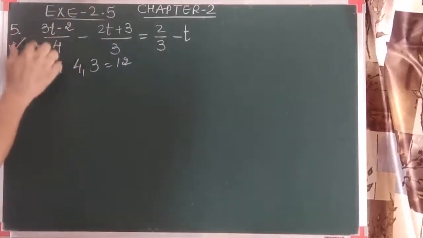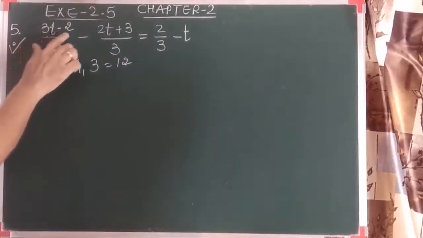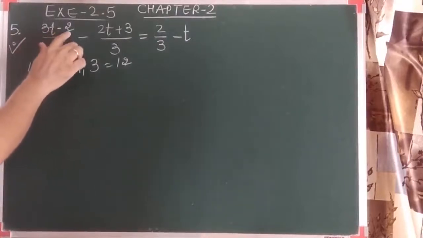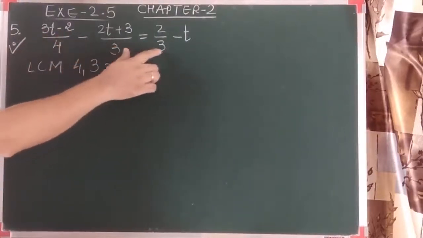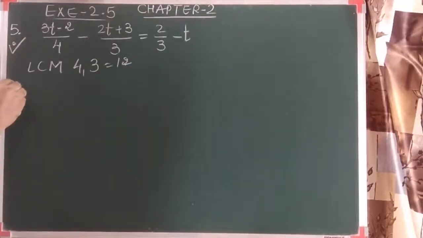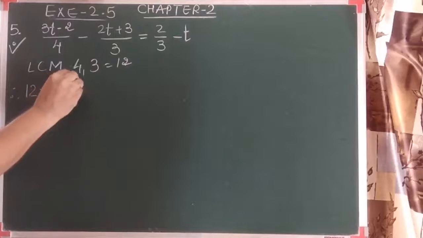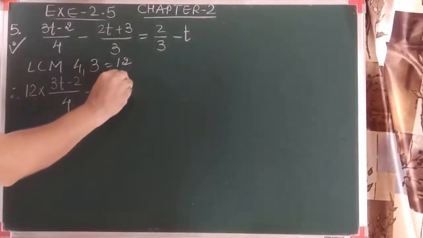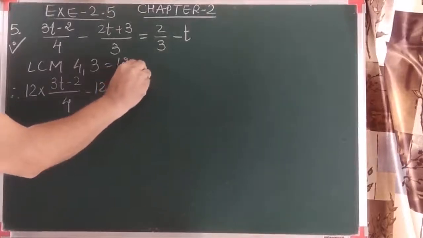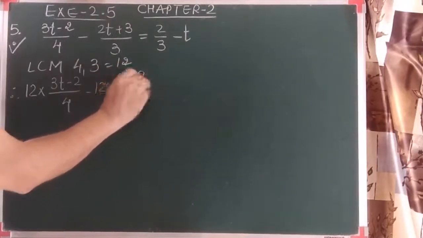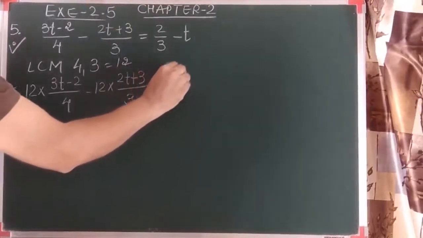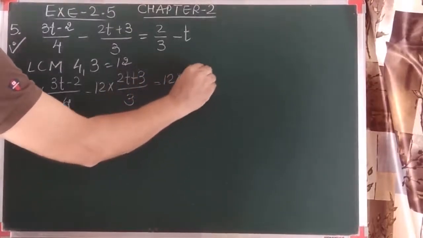Remember, this would be considered a single term because 4 is the denominator under both of these terms. The same way for 3, these two are individual terms. So let us multiply the LCM to all the terms, as we used to do. Upon 3, 12 into 2 by 3 minus 12 into 2.